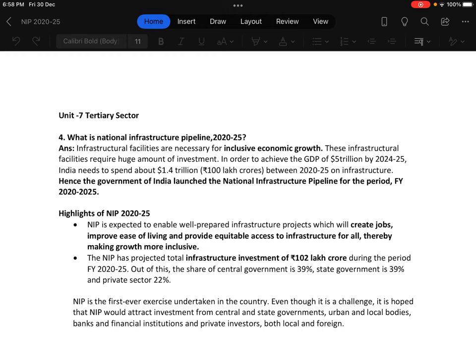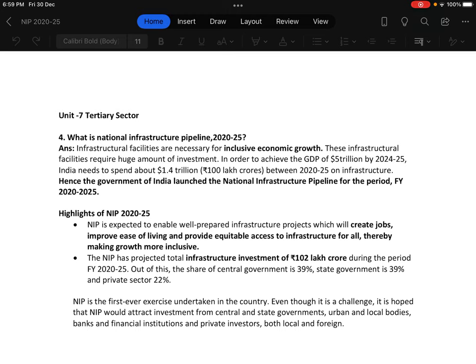If all those facilities are available in every nook and corner of the country, then it will improve the ease of living for the majority of the sections of the population, and provide equitable access to infrastructure for all. That's what we are referring to as inclusive economic growth. Even the poorer sections of the population will be able to avail all those infrastructural facilities. That's what we mean by providing equitable access to infrastructure for all, thereby making growth more inclusive, if even the poorer sections of the population also benefit from these infrastructural facilities.